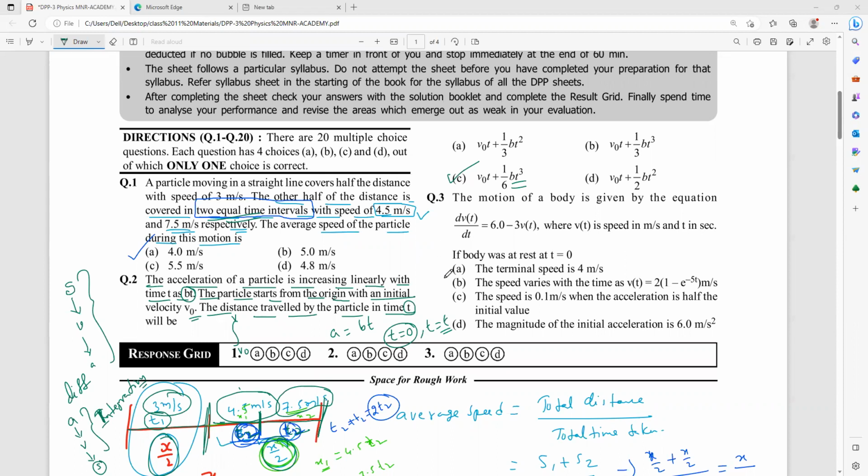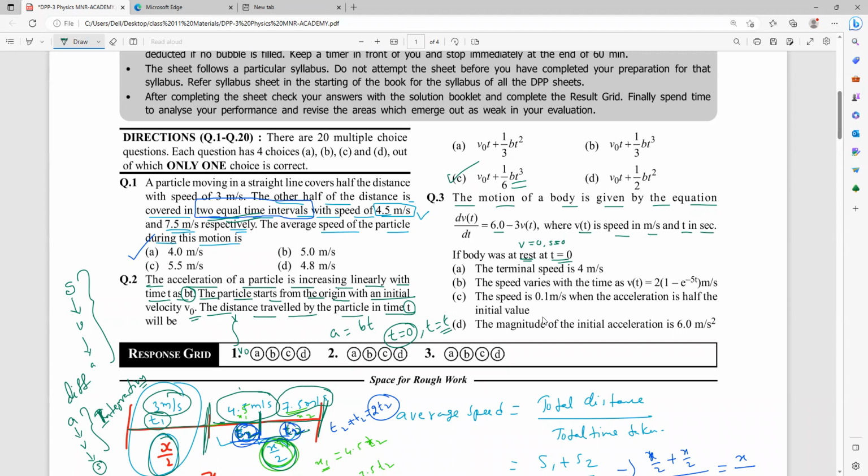Next question, you can see. This is a very, very important question. Here there are a lot of things, and we have to verify every option. So the motion of a body is given by the equation dv by dt is equal to 6 minus 3 v of t, where v of t is the speed in meter per second and t is in seconds. Now if the body was at rest, what is the velocity? Immediately you have to know 0, and the distance covered by it is also 0, at t equals 0. So they are asking which given option is matching.